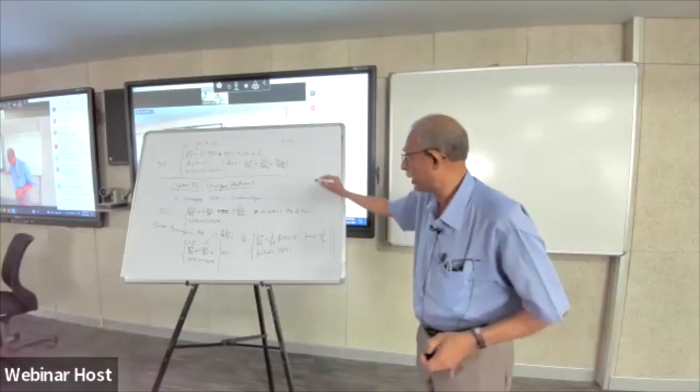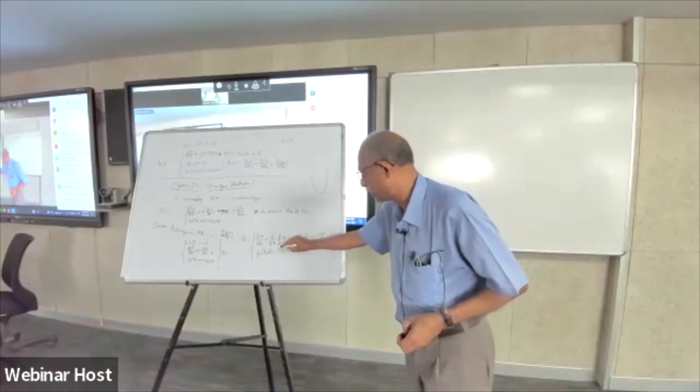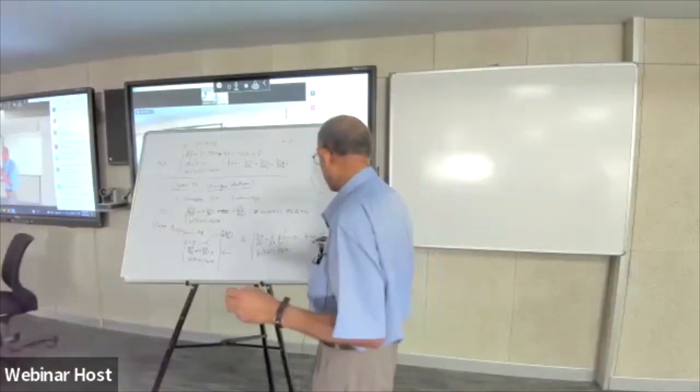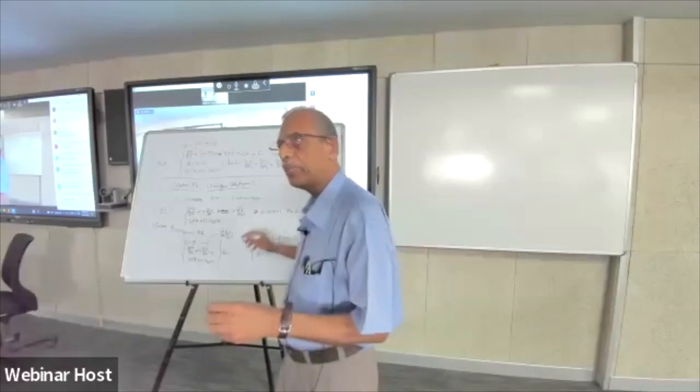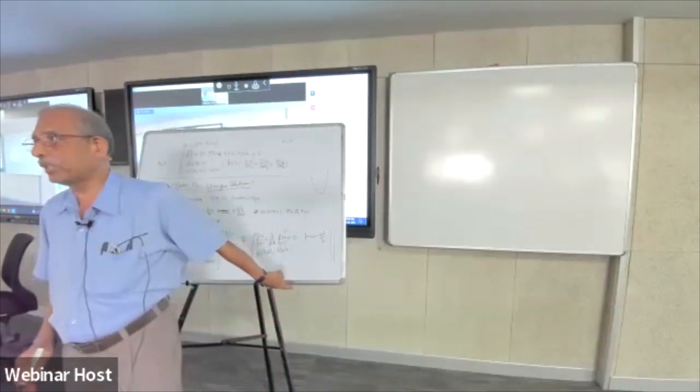U square by 2 is a convex function. Therefore, assume that f is called the flux. Denote f of u as the flux, and f is convex. Assume that, because whether it is u square by 2 or any convex function, you can always work with it. Now the question is, what is meant by a solution to this equation?